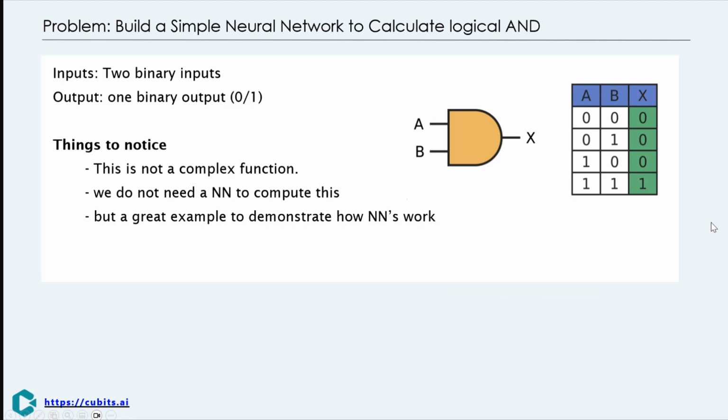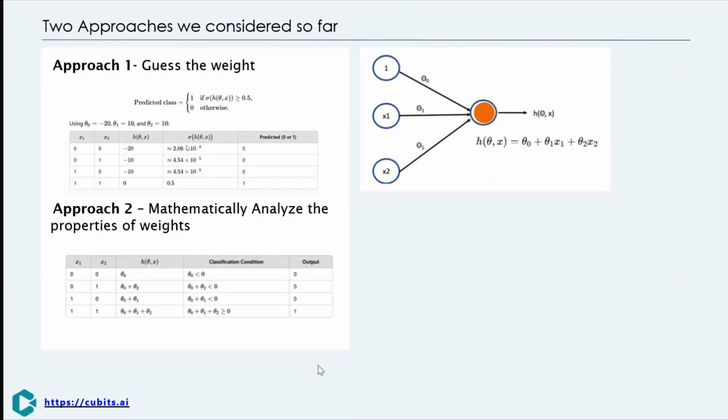So, restating the problem, our task is still to build a simple neural network to calculate the logical AND function. There are two binary inputs and one binary output. This is not a complex function, so we actually don't need a neural network to compute it. However, this is a great example to demonstrate how neural networks work. So we looked at two approaches to finding the weights.